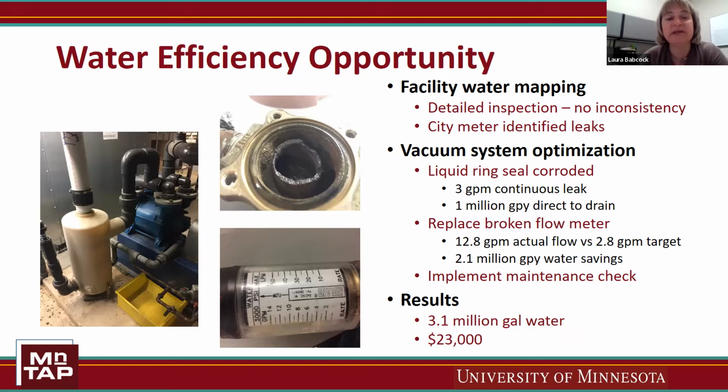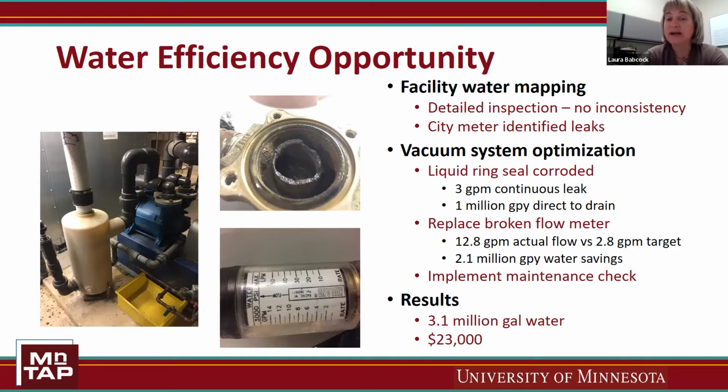So the water was coming into the seal, just flowing right out to the drain. They were looking at about a 3 gallon per minute continuous leak, day and night, about 1 million gallons per year directly to drain. Never did anything good for that facility.